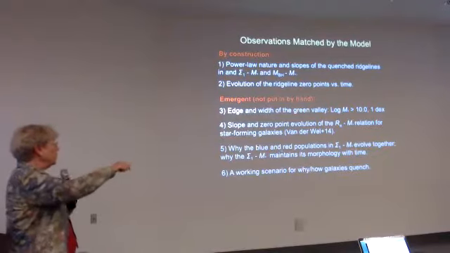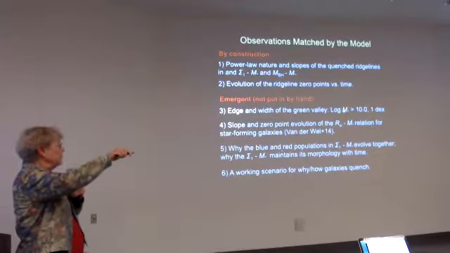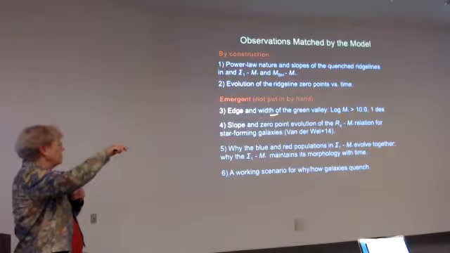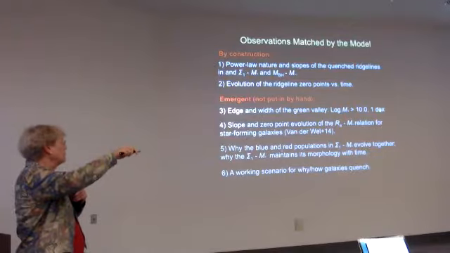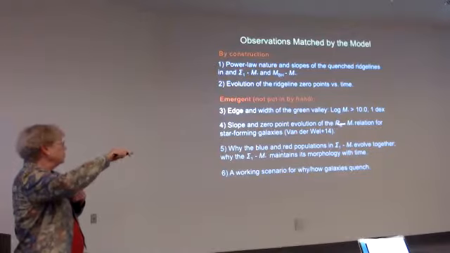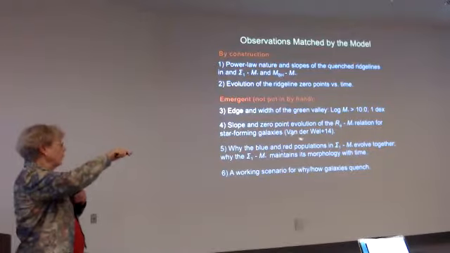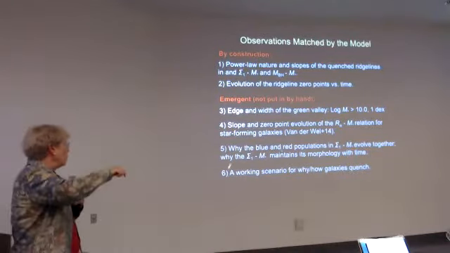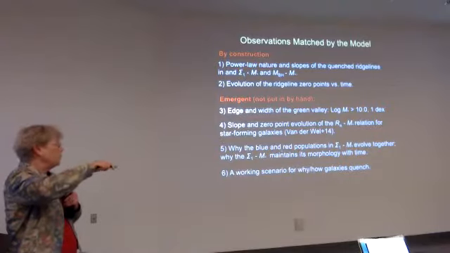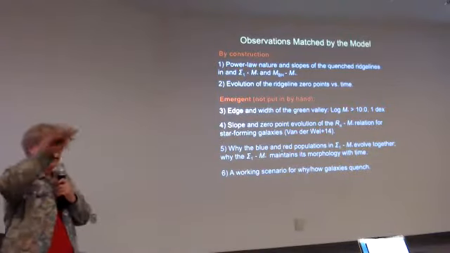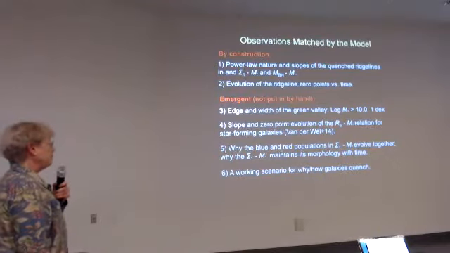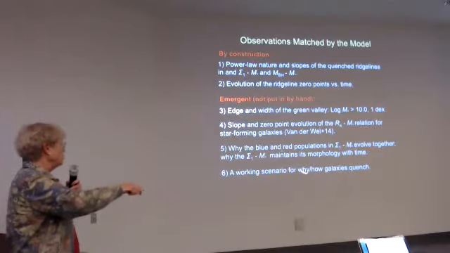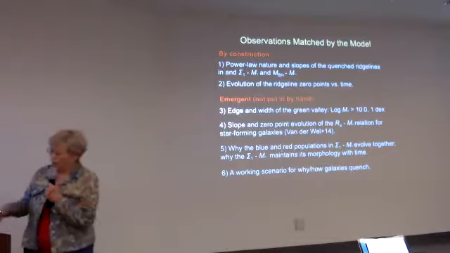The location, the lower mass limit of the green valley at log mass equals 10, is matched. The width of the green valley, a whole dex or more, is matched. The slope and 0 point evolution of the star-forming galaxies out of Van der Wel 2014 is matched. Why the blue and red populations evolve together, why their 0 points go down by 3/10 of a dex over those redshifts, both of them the same, is explained. And we also develop a working scenario for how and why galaxies quench.